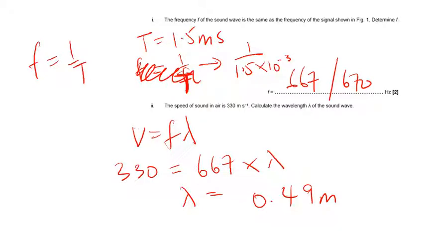So 1 over 1.5 milliseconds, you need to convert to milli, and you know milli is 10 to the minus 3, so you get 667. For part 2, use v equals f lambda. You know that the speed of sound is 330, and you worked out the frequency was 667, so lambda is equal to 0.49. Just rearrange, you get 0.49.